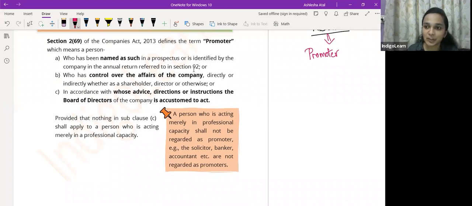So the meaning of the term promoter is given to us in section 2 clause 69, and it defines promoter in the following manner. Promoter means a person who is being named as such in the prospectus or is identified by the company in the annual return referred to under section 92. Oh my god, we have two new terms here. One is prospectus and the other is annual return.